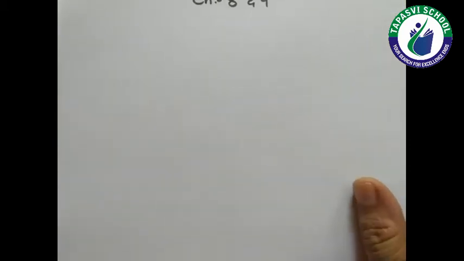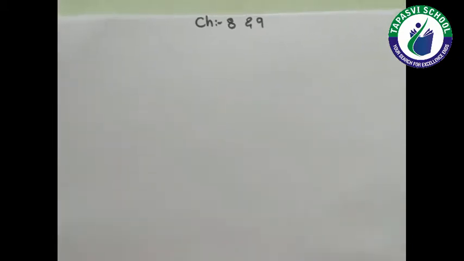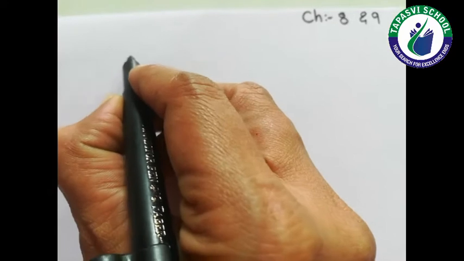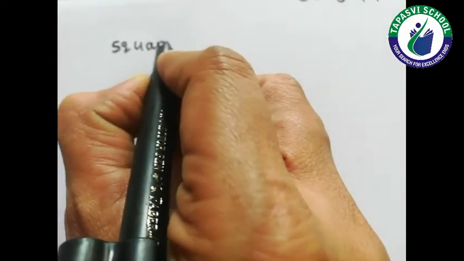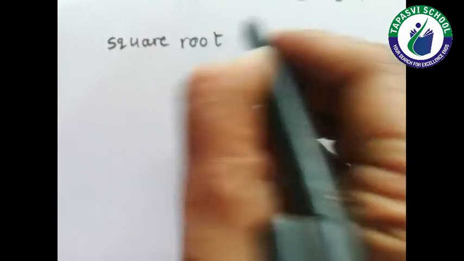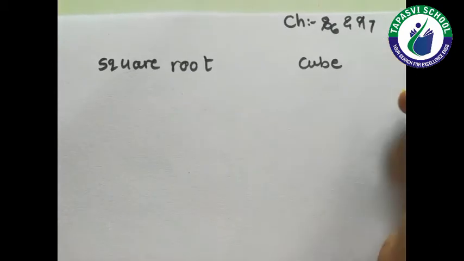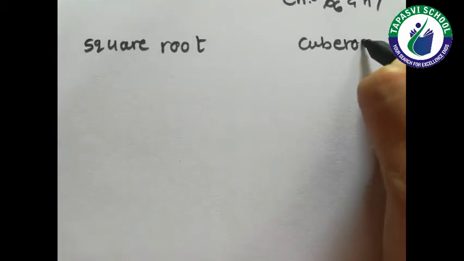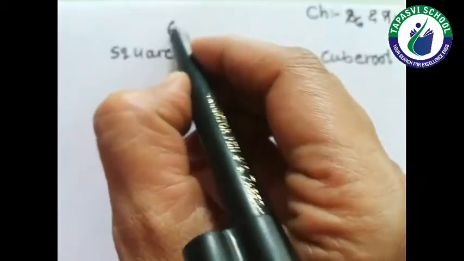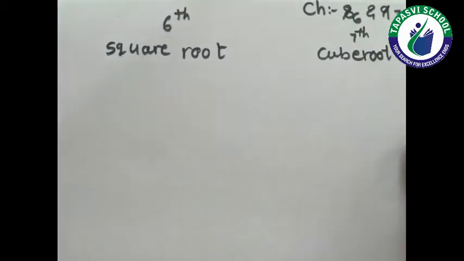I am taking these two chapters combined just because the concept of both the chapters is the same. There is a very minor difference, which I will make clear so that you can easily solve the sums of both chapters by using the same method. Now students, here we are going to take two concepts, that is square root and cube root. This is your chapter 6, this is your chapter 7.